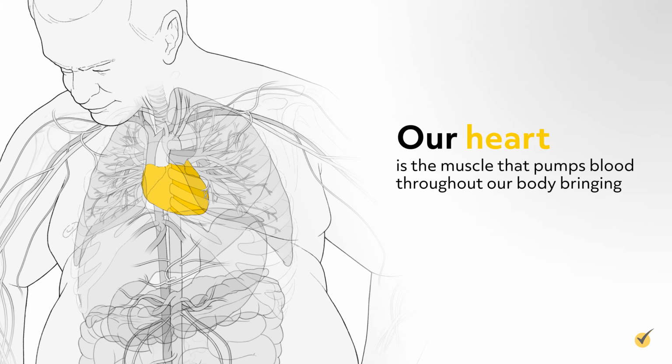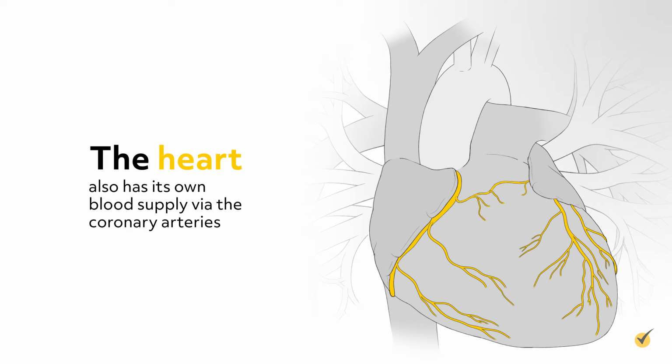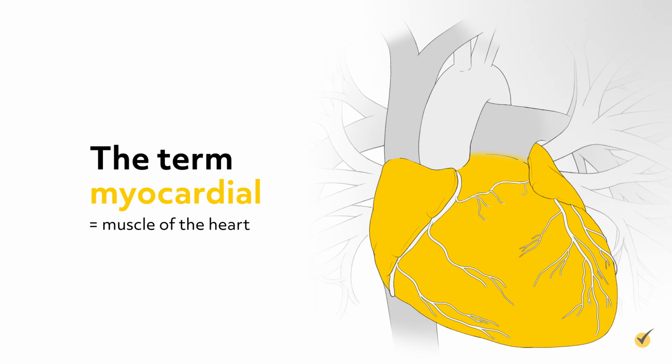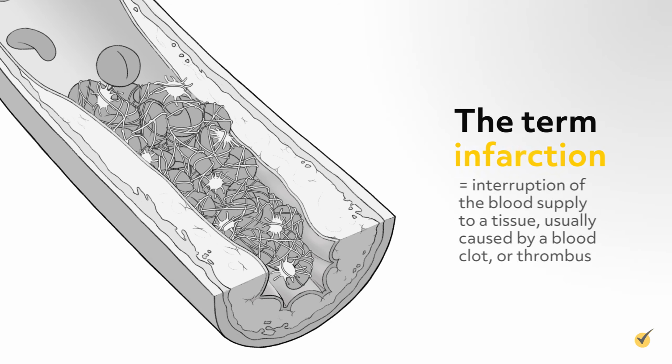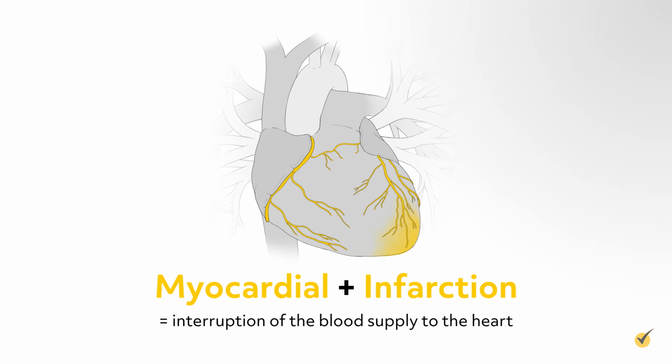Our heart is the muscle that pumps blood throughout our body, bringing life-giving oxygen and much-needed nutrients. It also has its own blood supply via the coronary arteries. The term myocardial means muscle of the heart. An infarction is an interruption of the blood supply to a tissue, usually caused by a blood clot or thrombus. Therefore, a myocardial infarction is the interruption of the blood supply to the heart.